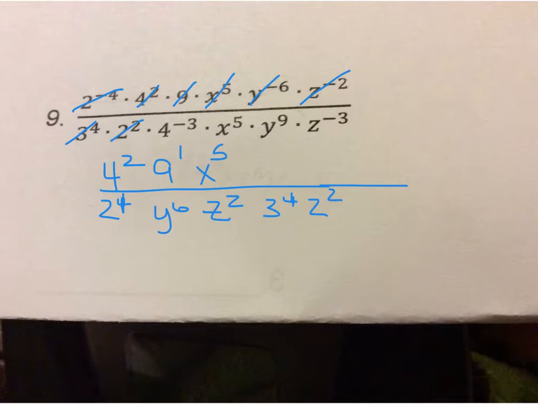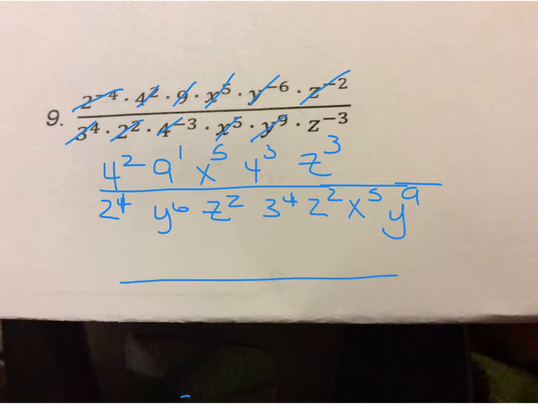4 to the -3rd is going to go to the top and become a +3. X to the 5th was on the bottom. It's positive. It's going to stay on the bottom. Y to the 9th is going to stay on the bottom. And lastly, Z to the 3rd is going to go to the top. Now, this is really confusing. You got to kind of find your things that are alike.